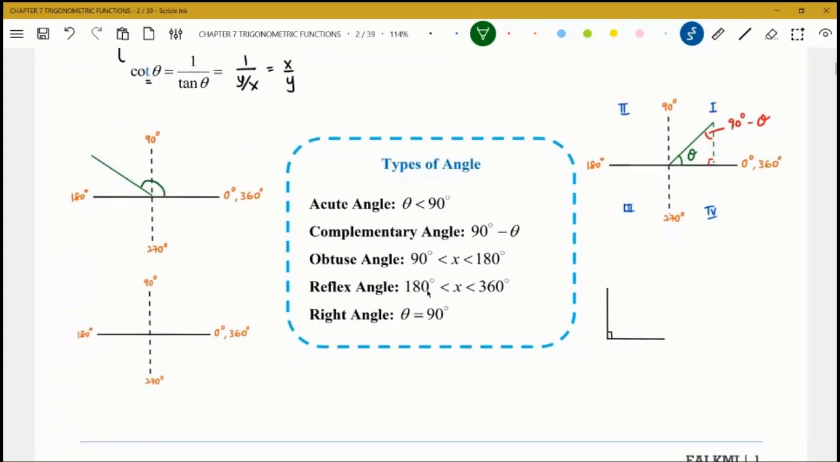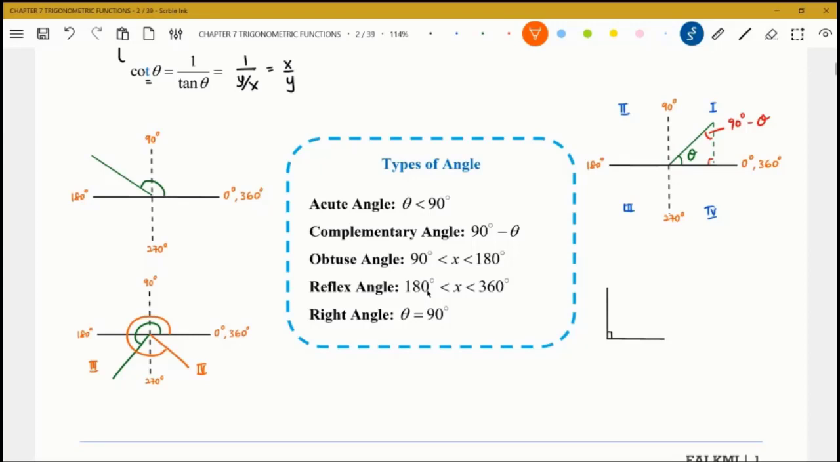So let's say it's going to lie on the third quadrant ataupun fourth quadrant. So di antara di sini, ataupun dia boleh juga lies on the third quadrant, on the fourth quadrant here. Okay, so itu adalah reflex angle. Should be more than 180, it should be less than 360. So either on the third quadrant ataupun on the fourth quadrant.